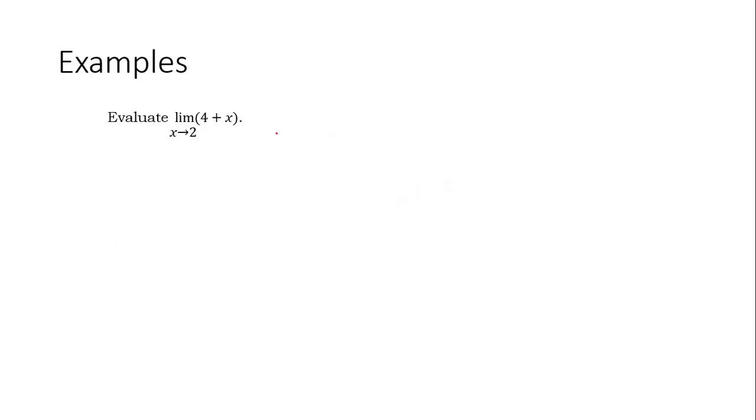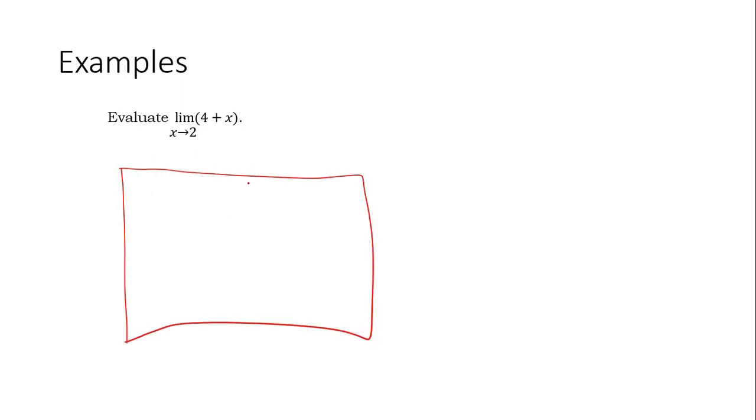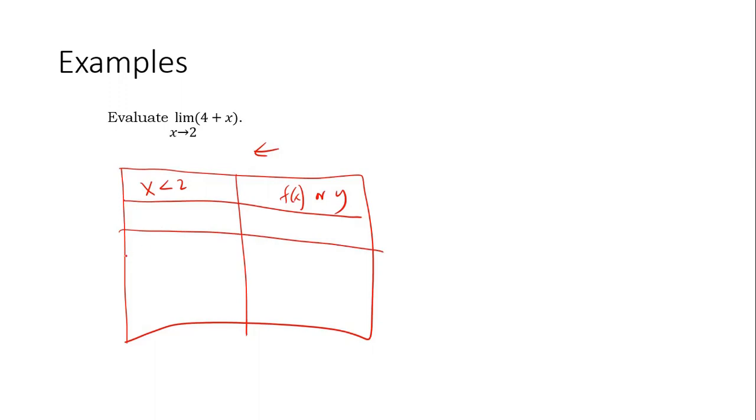Okay, example. So we have an example: 4 plus x. We can put this in a table. This is the left side: we have x less than 2 and then f of x or y. Up to, in your activity, up to 6. So we have 0, 1, 1.5, 1.99.